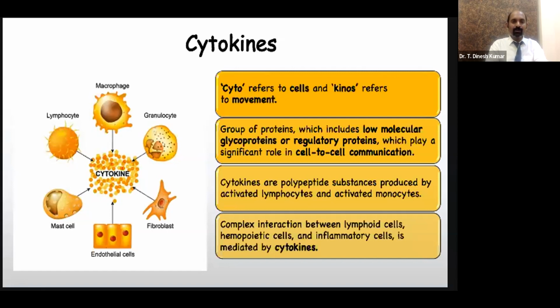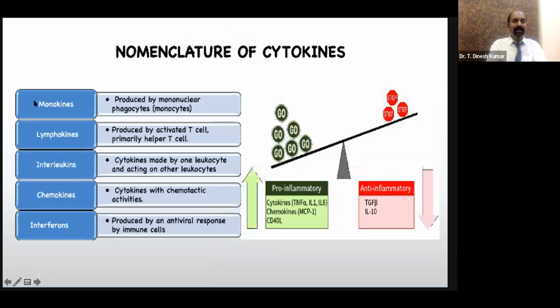The cytokine effects also depend on a lot of factors such as the local cytokine concentration, cytokine receptor expression, and so on and so forth. So these are basically cytokines. They are given different names based on the cell from which they are produced, but they have a general name, which is cytokines. If they are produced by the mononuclear phagocytes, they are called monokines. From the lymphocytes, they are called lymphokines. And interleukins are the ones which are made to interact between one leukocyte and another leukocyte. That is why it is called interleukins. And chemokines are another small group of cytokines which aid in chemotactic activities. And finally, interferons, which are produced for antiviral response.